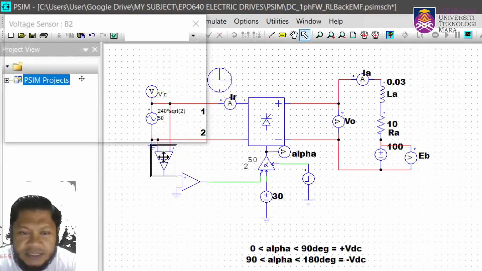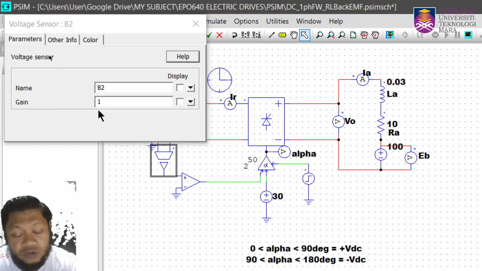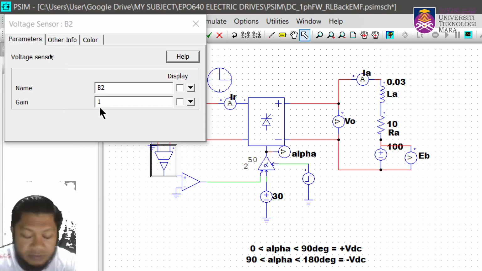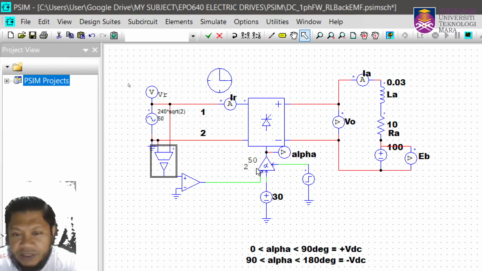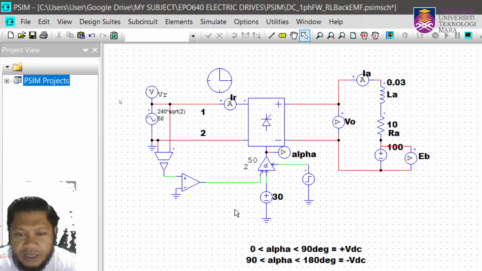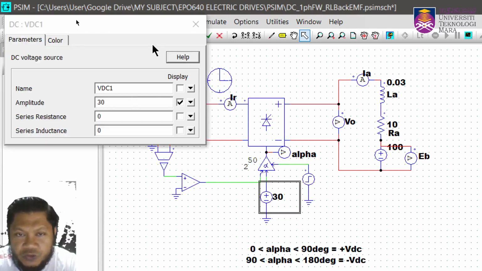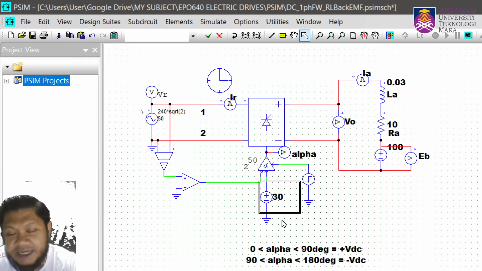Okay, and then this is the voltage sensor, gain is 1. You don't need to multiply or increase the gain to make it a bigger voltage, right? So you just maintain it at 1. With the voltage sensor, you sense the voltage, compare with the 0 level, and then this will trigger the alpha controller here. So the alpha controller will know where the 0 level is, and this is a voltage source to tell the alpha controller the value of alpha, how many degrees.